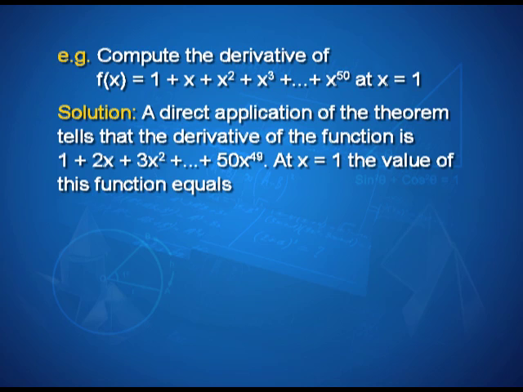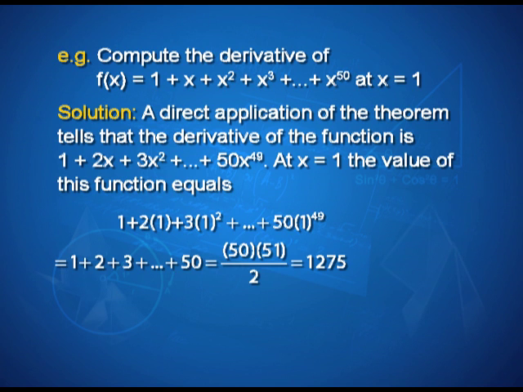At x is equal to 1, the value of this function equals 1 plus 2 into 1 plus 3 into 1 square plus so on plus 50 into 1 to the power 49, that is equal to 1 plus 2 plus 3 plus so on plus 50, that is obviously 50 into 51 upon 2, which gives us 1275 as the answer.